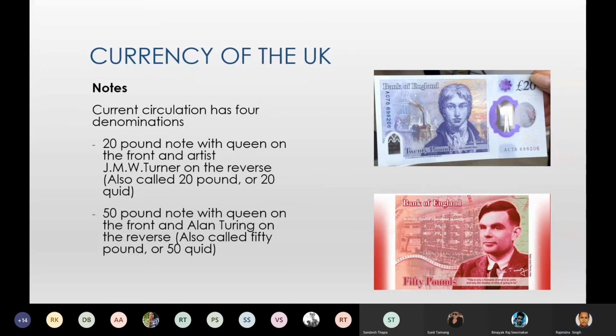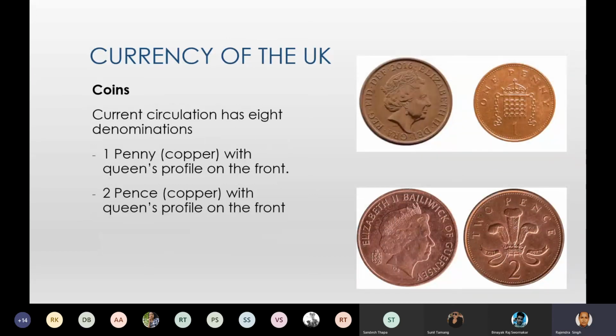All right. So moving to the coins in the UK. They have more coin denominations than cash denominations. The first two coins: 1 penny. Some of you may be confused. For the singular term, it's penny. For the plural term, it's pence. So 1 penny, 2 pence.